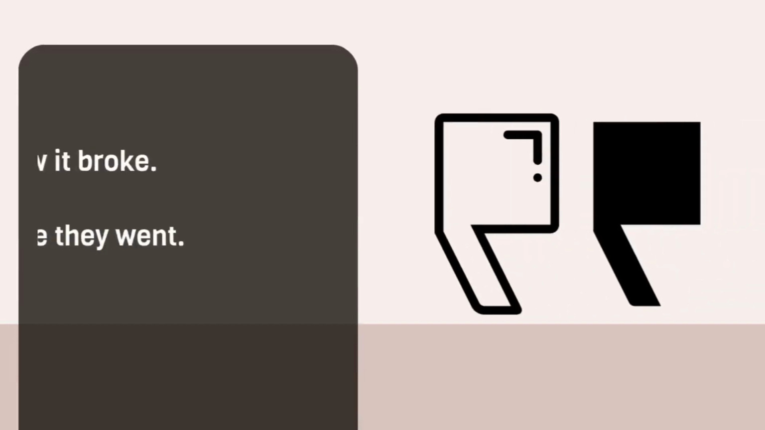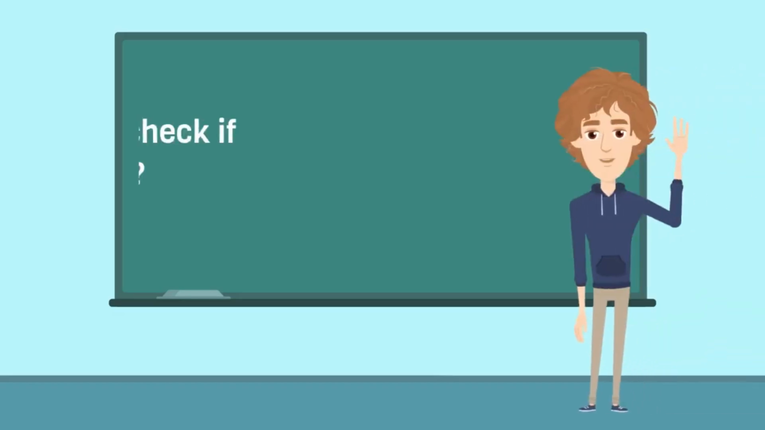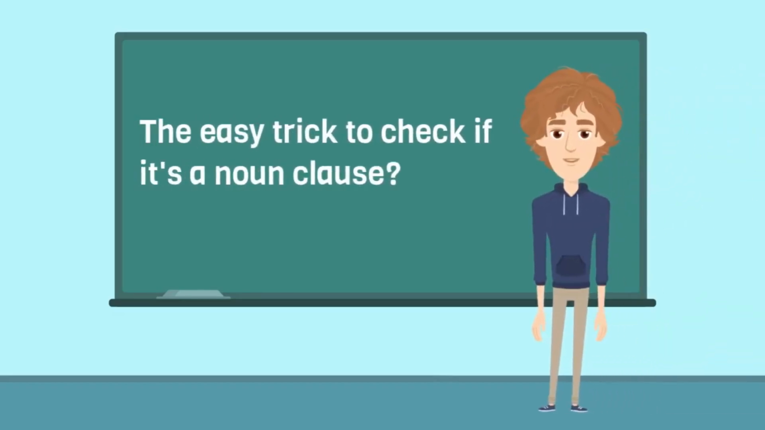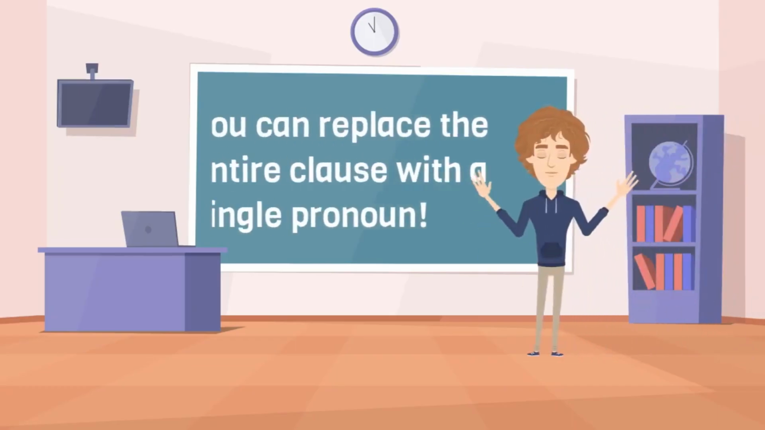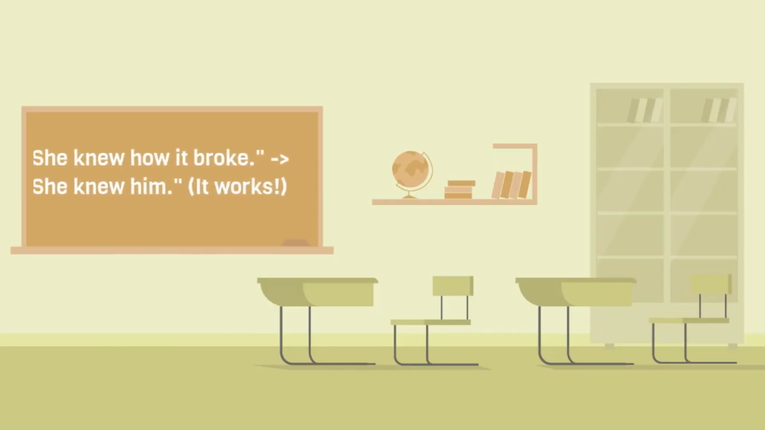For example, she knew how it broke. We saw where they went. The easy trick to check if it's a noun clause: you can replace the entire clause with a single pronoun. She knew how it broke. She knew him. It works.